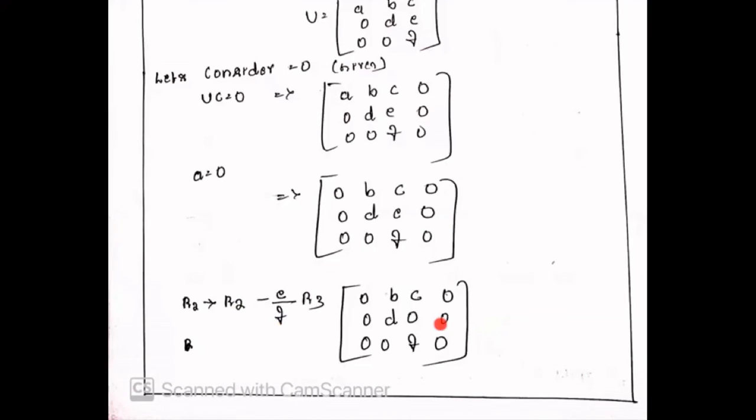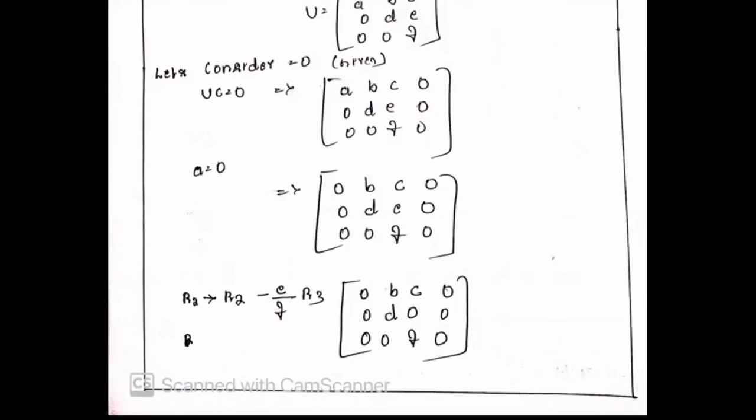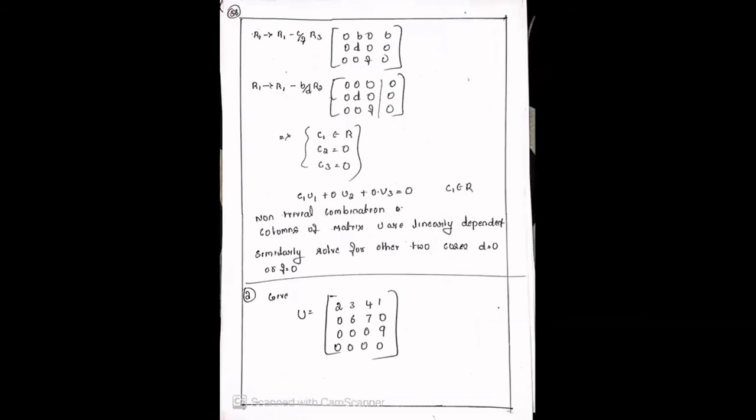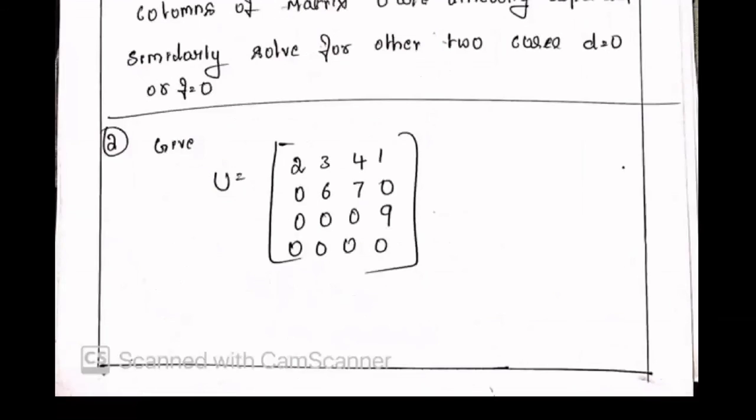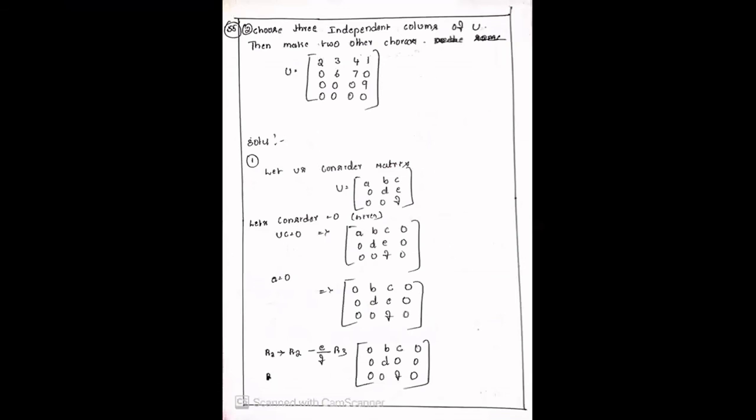Even if you have 1, 3, 5, which are not multiples of a particular 2 or some numbers, you can do it like this. In order to subtract this, I'm dividing by F, then multiplying with E, then subtracting from row 2, and you'll get 0. Like that, if you reduce, you try to find out the values of C1, C2, C3.